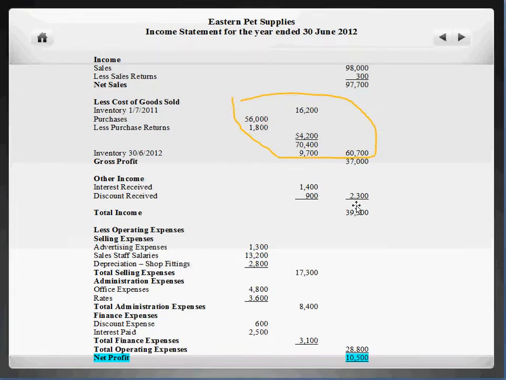Now, we could get a separate sheet of paper or Excel, and we could grab all of our data, put it in there, and calculate cost of goods sold, and just forget all of these numbers and just write down cost of goods sold 60,700. The only problem with that is that if we want to go back and audit that figure, or just check our calculations, or if your supervisor wants to check that you've calculated it correctly, there's no way of doing that. You haven't provided your workings. So the columns here allow us to do that.